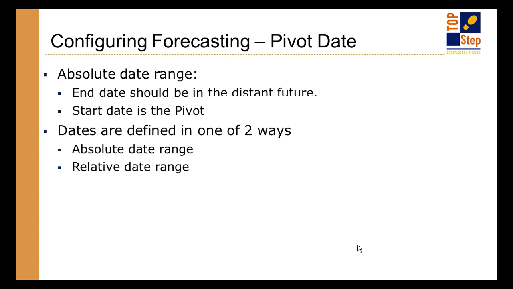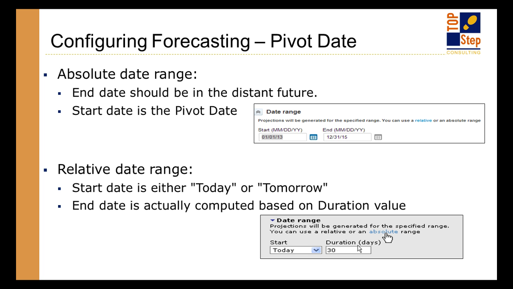What's the big difference between the two, other than the fact that one's sort of a today tomorrow thing and one's a hard-coded date? It really matters most in how you're going to factor the date range of the forecast into your overall reporting needs in the system.